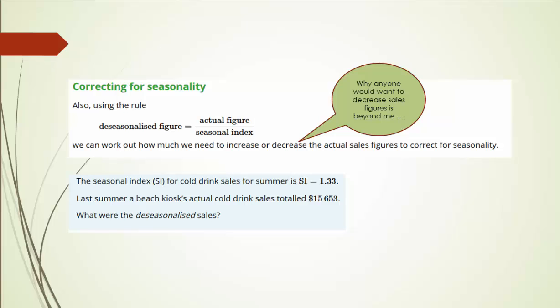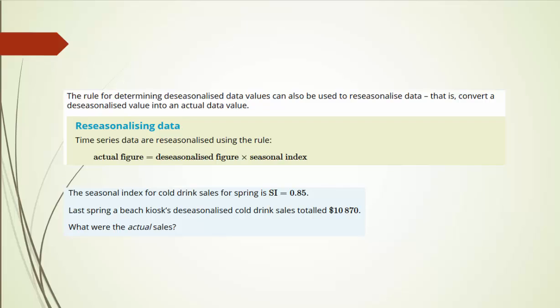Business is business. I also mentioned earlier something called reseasonalizing data. You might want to go back from the deseasonalized data to its individual value, or in this case, to work out what the actual figure originally was, you'd multiply a deseasonalized figure by its seasonal index. So dividing to get to the deseasonalized figure, multiply to get back to the original.